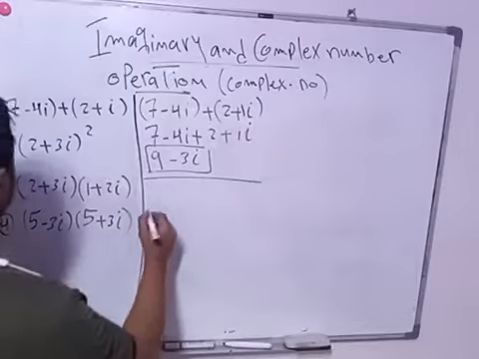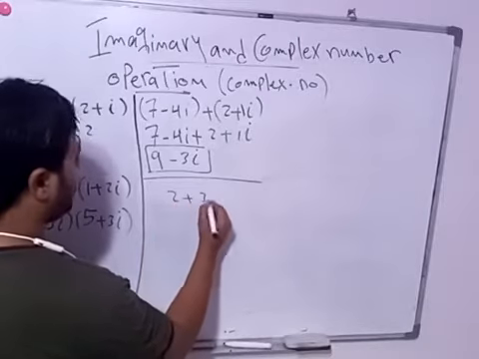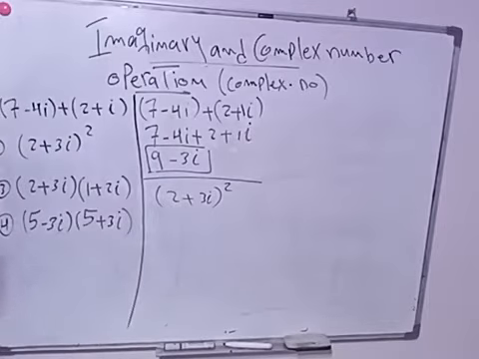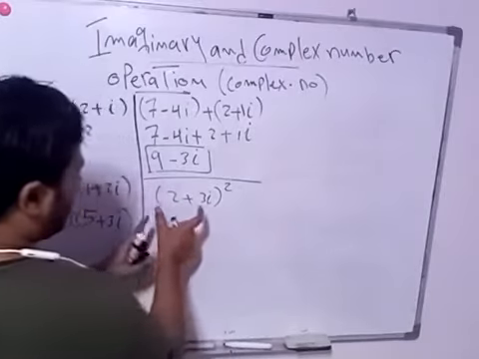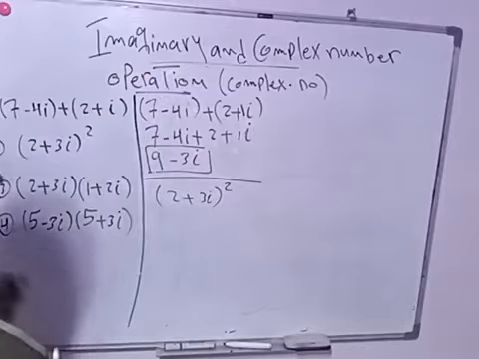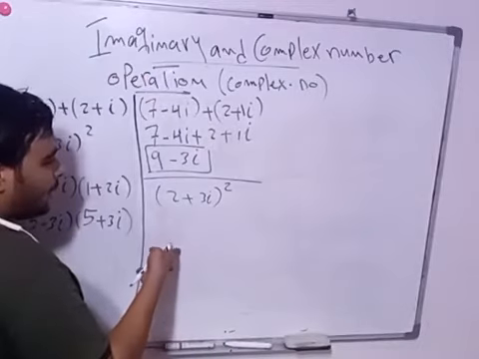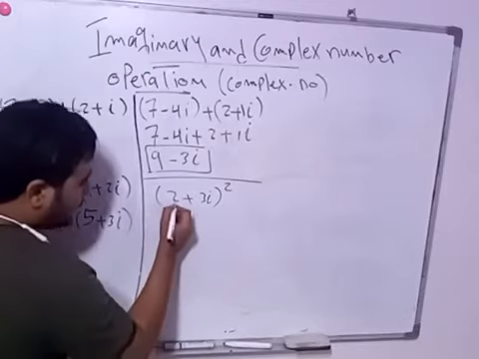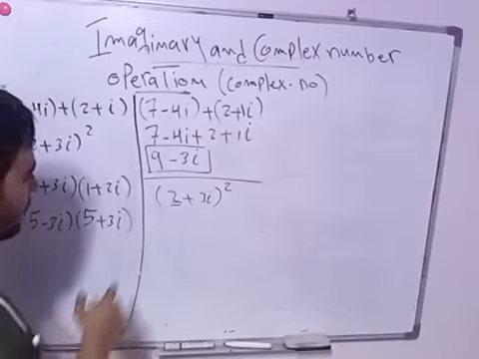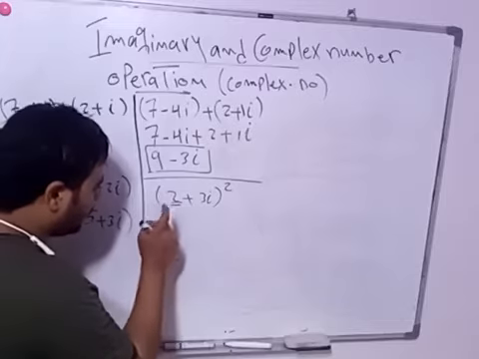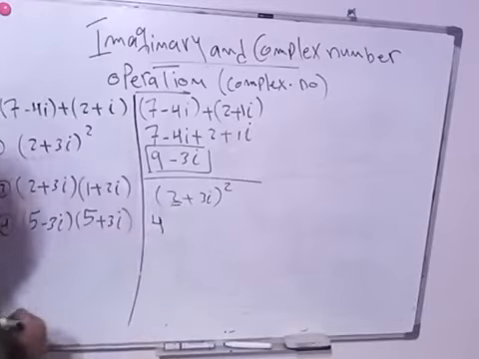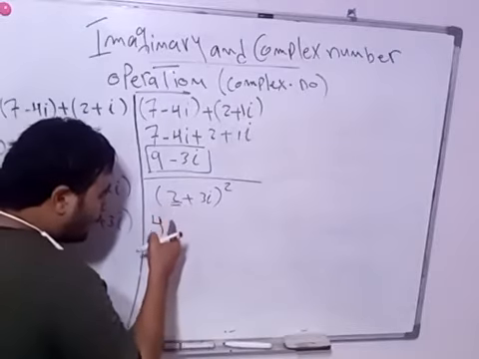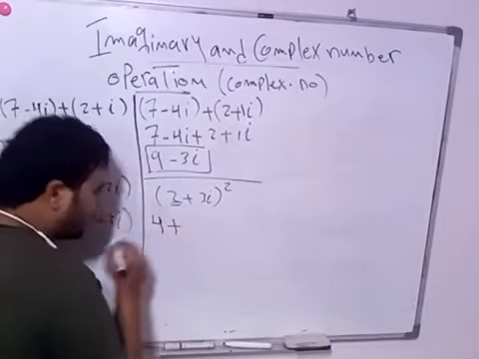In number 2, I have 2 plus 3i to the power 2. This is a bracket to the power 2. How can I solve this bracket? The first term is itself, 2 times 2 is 4. Put the sign of the middle, positive.